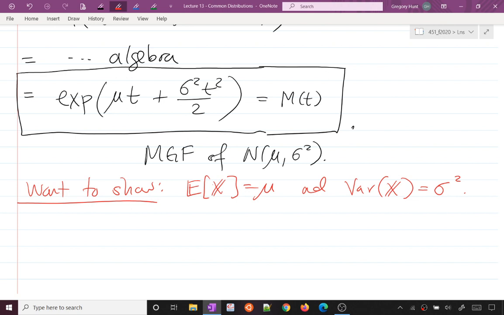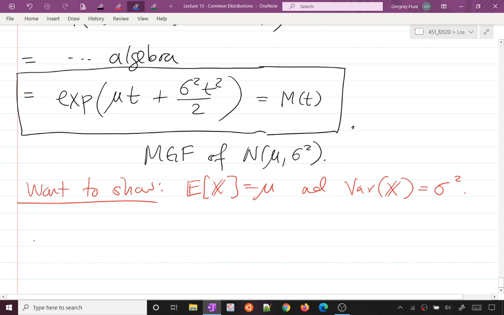And once we've gotten this MGF once, it's actually going to be really easy to get the moments of the normal random variable, because this thing is pretty easy to take derivatives of. And once we get those moments, we will very nicely be able to get our mean and variance.